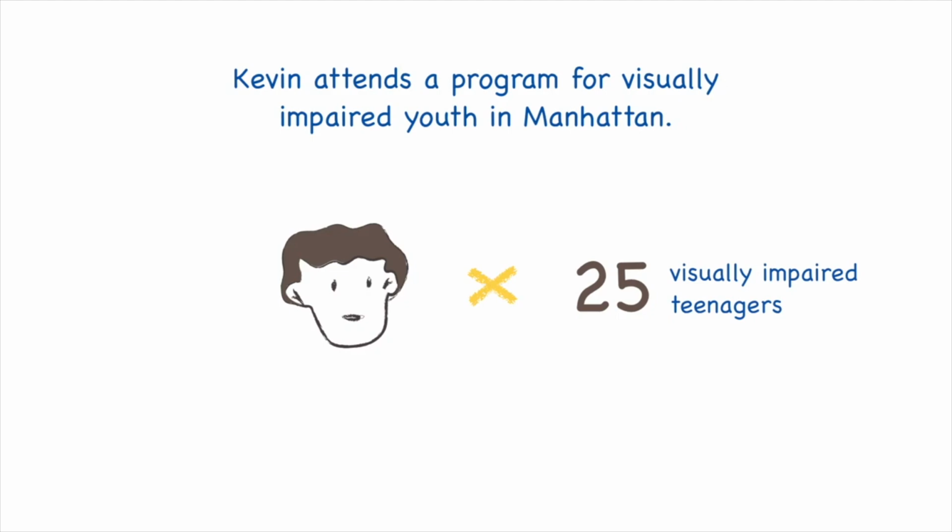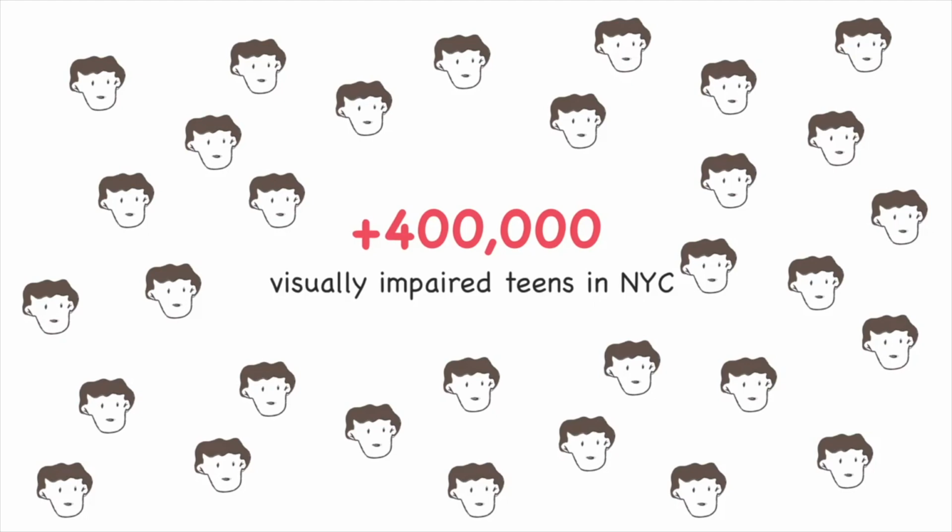It was there that I met Kevin and heard his story, along with the stories of 25 other teenagers in this program. These kids are not alone. They are only a small sample of over 400,000 visually impaired teenagers in New York City.